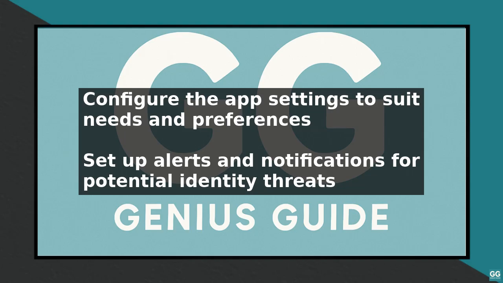To set this up, go to the credit monitoring section and follow the prompts to link your credit accounts. This will allow CyberScout to monitor your credit reports and alert you to any suspicious activity.